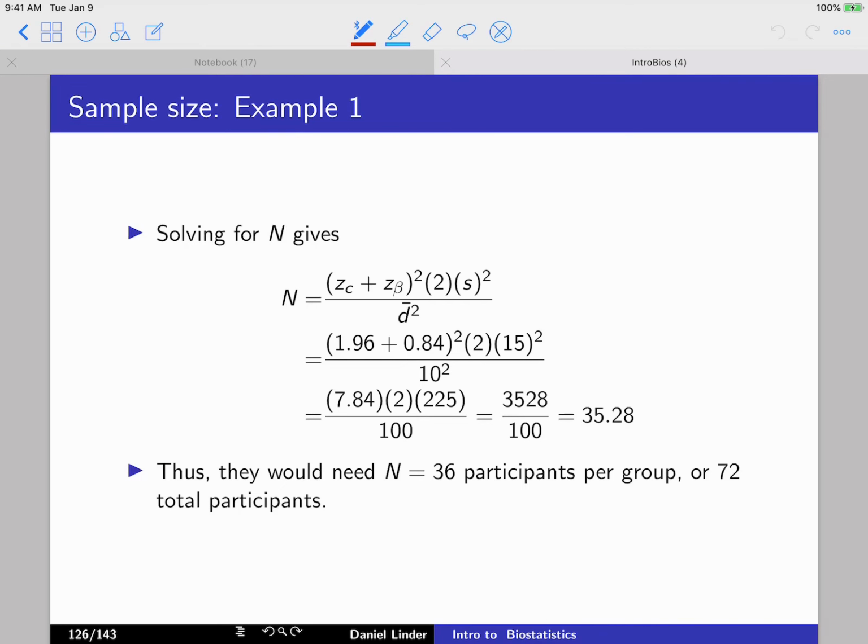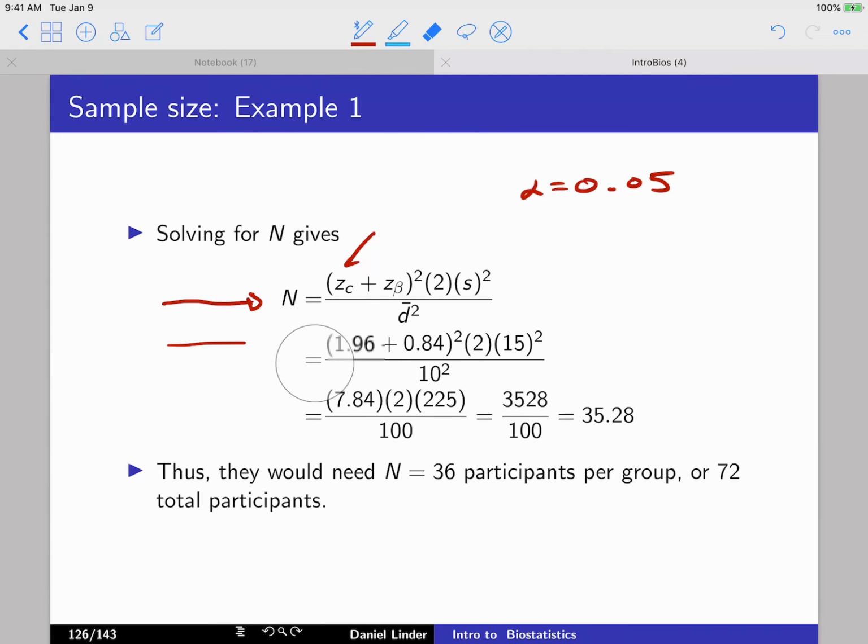So let's look at all the pieces that we need in order to put this formula together and carry out this computation. So if we use that formula, this is the formula for N. And let's just see what happens when we plug everything in. So if our alpha is 0.05, then I've already said on a previous slide that our Z sub C is going to be 1.96, so I have that here.